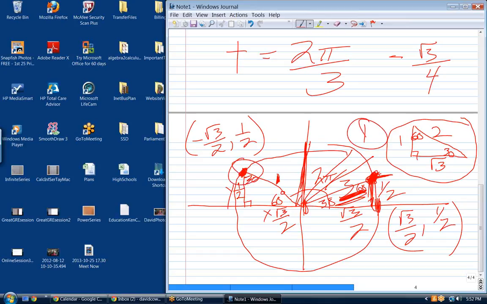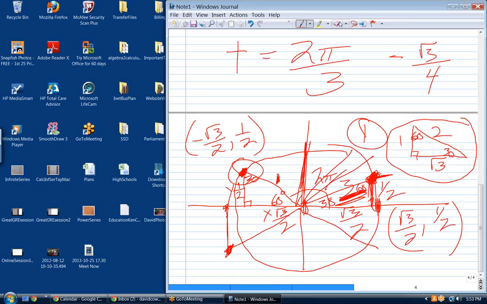In the second quadrant, the x measurement is negative, but the y measurement is positive. If I was in the third quadrant, both would be negative. Notice the x is negative, the y is negative. And in the fourth quadrant, the x is positive, the y is negative.